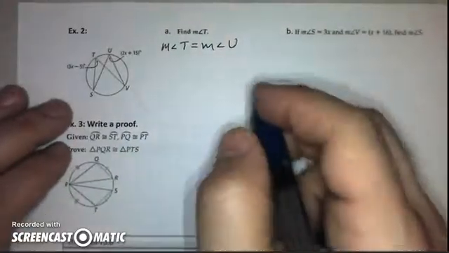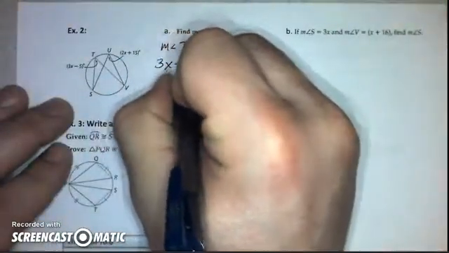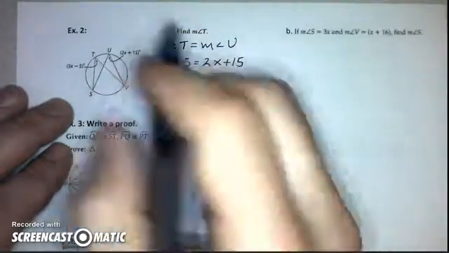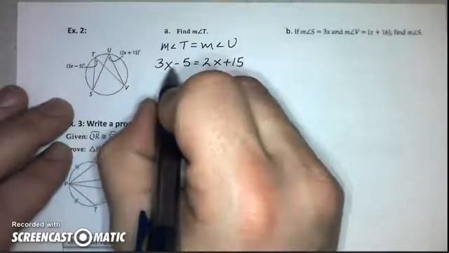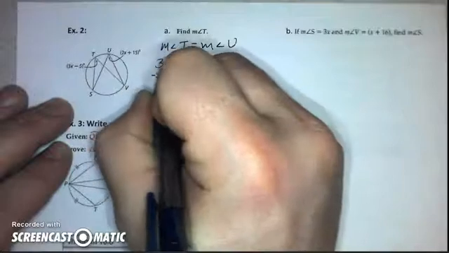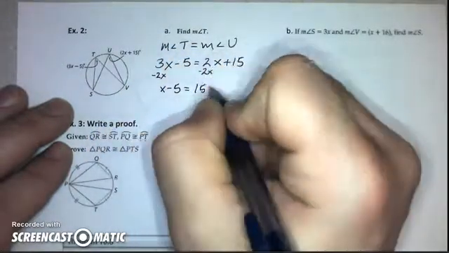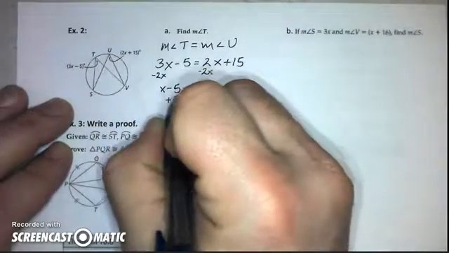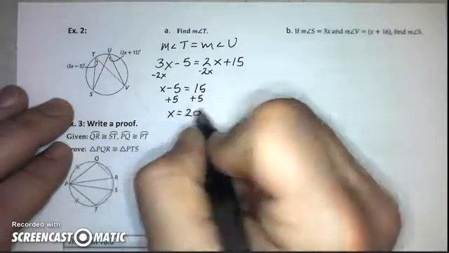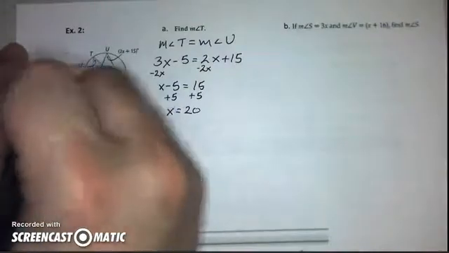Okay, so we can set these two values equal. 3x minus 5 equals 2x plus 15 because they are congruent angles. And then we solve for x by subtracting 2x from both sides, and then adding 5 to both sides. So x is 20. So we need to find the measure of angle T. So we're going to plug in 20 for x.